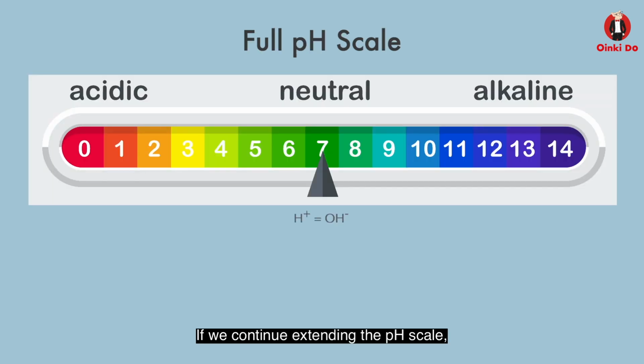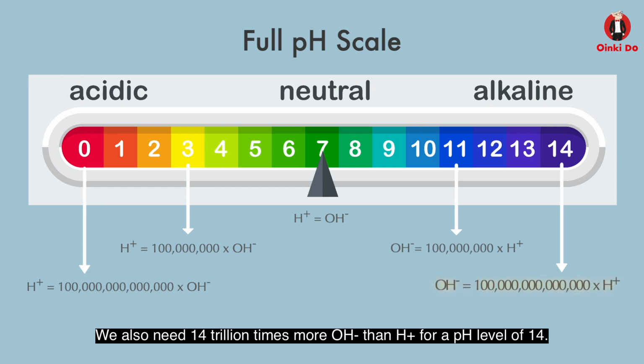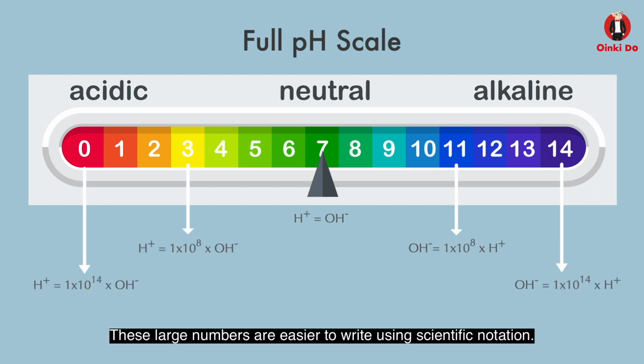If we continue extending the pH scale, the number of ions becomes huge and difficult to write. We need 14 trillion times more H plus than OH minus for a pH level of 0. We also need 14 trillion times more OH minus than H plus for a pH level of 14. These large numbers are easier to write using scientific notation. The 14 in the exponent also gives us a hint about why the pH scale goes from 0 to 14.